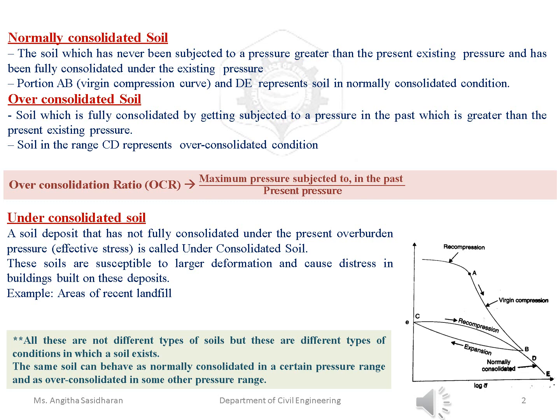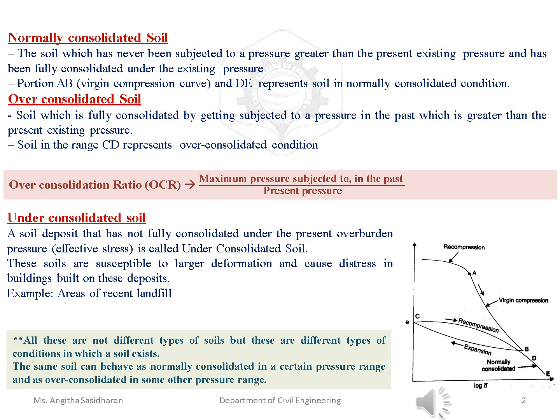So these soils have a tendency to again undergo consolidation. It is not consolidated under the pressure that we are giving it now. So these soils are susceptible to larger deformation, and it may cause distress in the buildings which we are making over that soil deposit. And a very good example is the area where we have recently filled with soil.